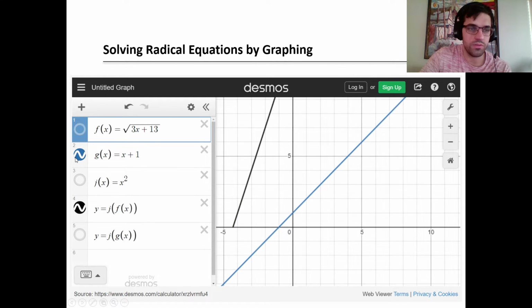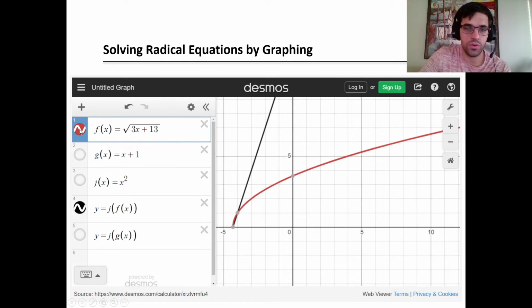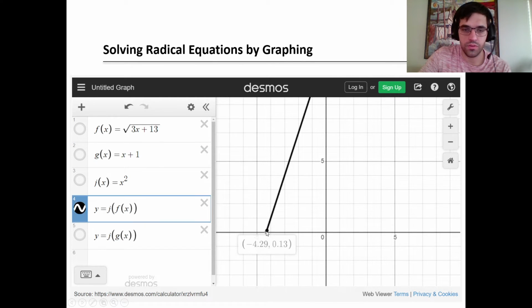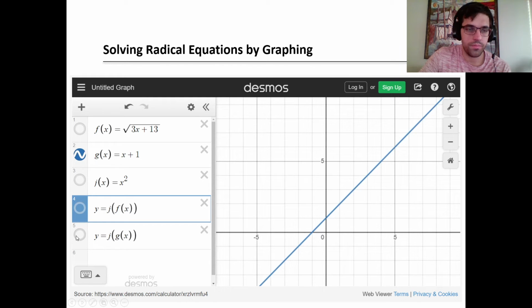If I square f of x, let's get rid of f and g for a moment, my radical turns into this linear. Note the domain restriction. We don't go any further left than negative 4 1/3. And our range restriction, we don't get any less than 0. Okay, so we got that one. The radical turns into linear. The linear equation, when we square it, turns into a quadratic. And that has the same domain and range as you would expect a quadratic to have.